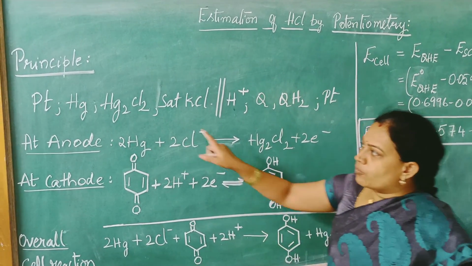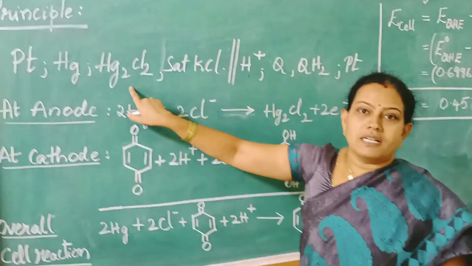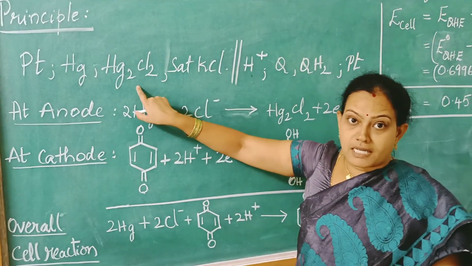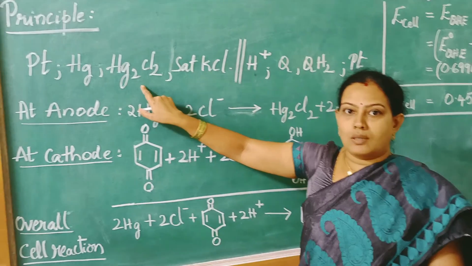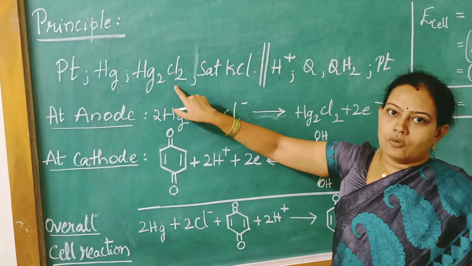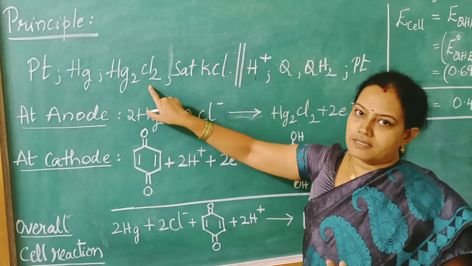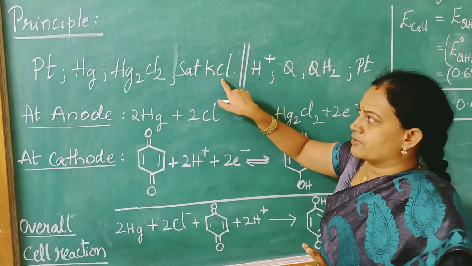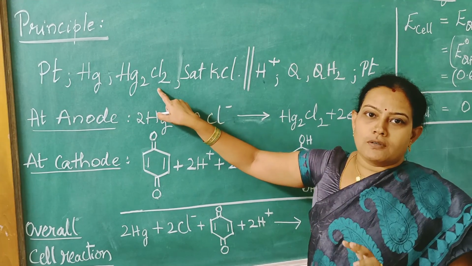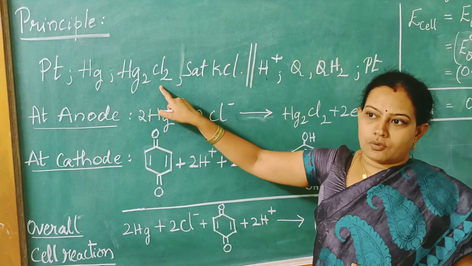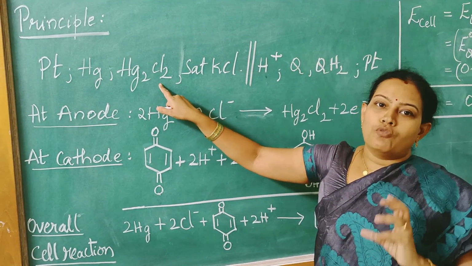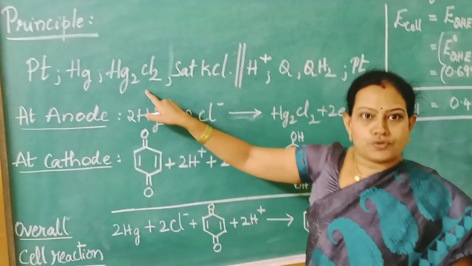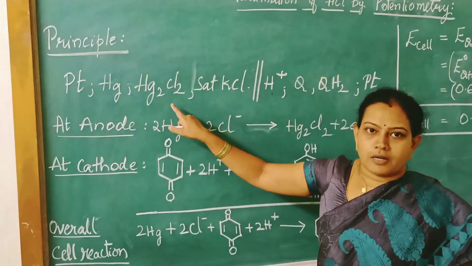Okay, so the calomel electrode acts as a reference electrode, otherwise called a secondary standard electrode, whose potential is constant. As we are using saturated KCl solution, the potential of this calomel electrode is going to be 0.2422 volts. And this is going to remain unchanged throughout the electrochemical process.